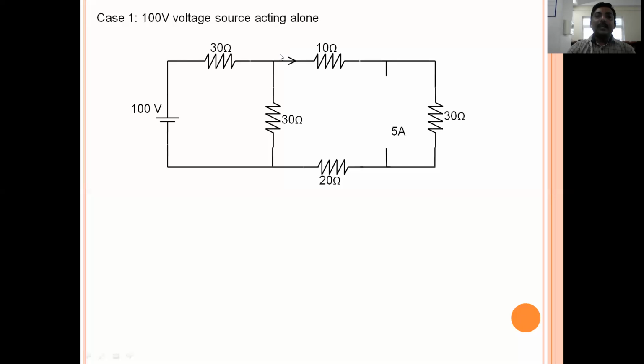In order to find the current flowing through this 10 ohm resistance, first we need to identify the total current IT. The total current flowing through this network is the applied voltage divided by the total resistance, IT = V/R. So in order to find the value of IT, first we have to find the value of the total resistance.